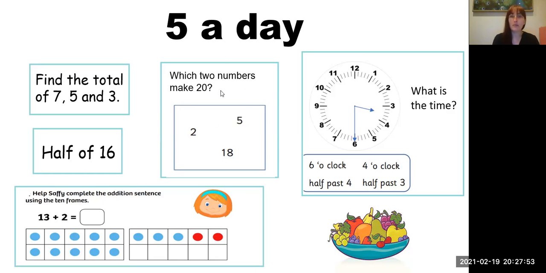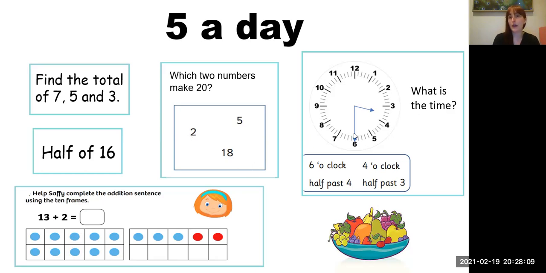Which two numbers make 20? So I've got 2, 5 and 18. Which two numbers make 20 when I add them together? It's a nice easy one, isn't it? 18 and 2 make 20, don't they?